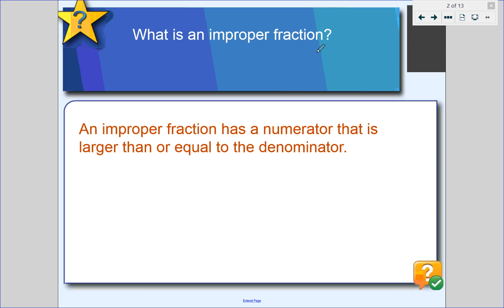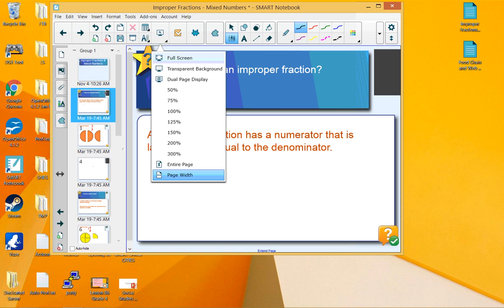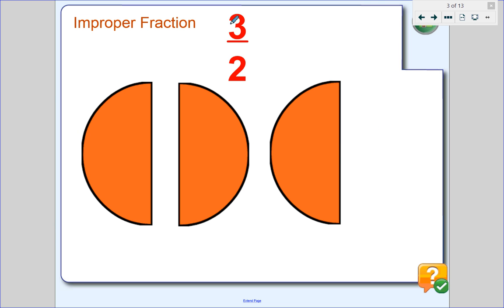So if I had a number like 8/3, that would be considered an improper fraction. 5/5, an improper fraction. So here's another example, 3/2.